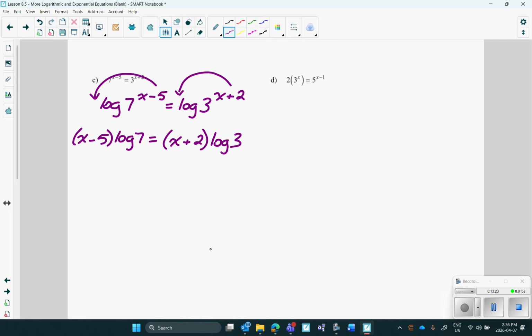Now we've got to do algebra to get x by itself. We're going to see x more than once, so we're going to have to do some factoring. First of all, multiply these two by log 7, so we get x log 7 minus 5 log 7. And then we multiply x and 2 by log 3, so we get x log 3 plus 2 log 3.